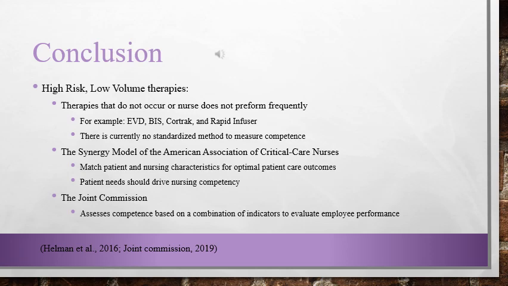The synergy model of the American Association of Critical Care Nurses, this is actually their model for synergy, says, okay, let's match a patient up with the nursing characteristics that will provide the best patient care outcomes. So our patients with these therapies, we need to have nurses that know how to take care of them. And if they're low volume, how do we get there? So as you have a patient that arises with this, that patient's need is going to help drive your nursing competency.